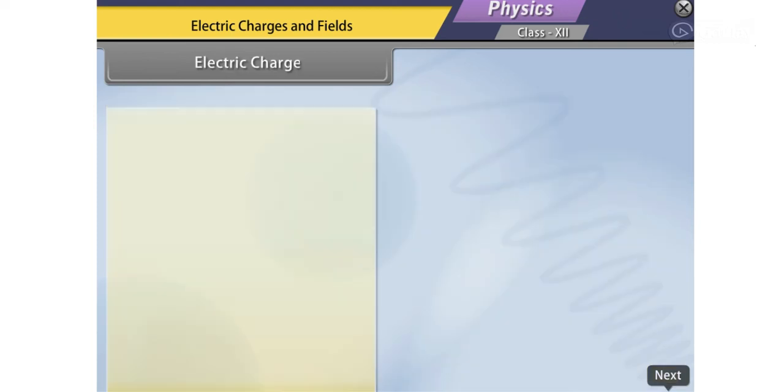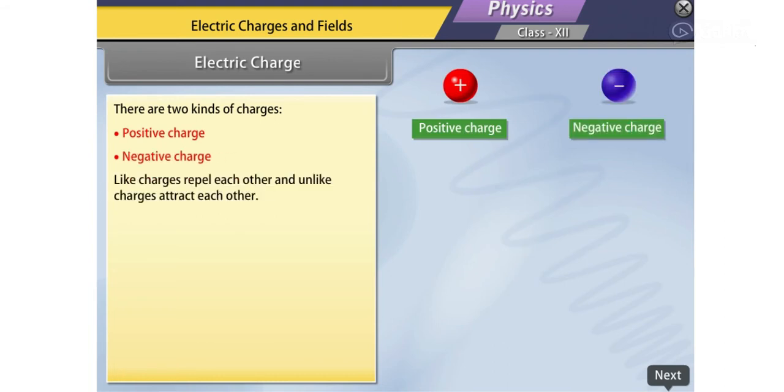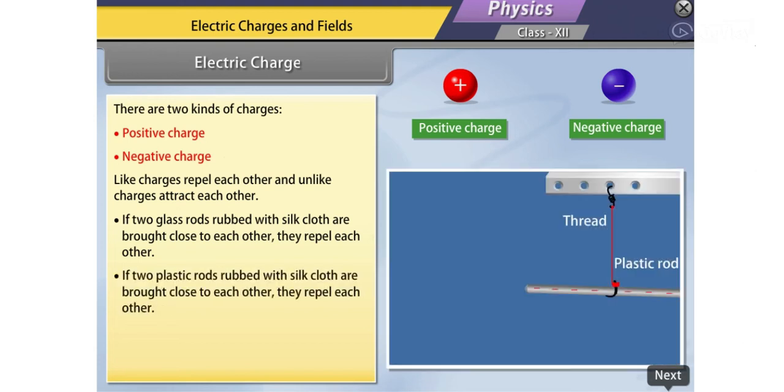Electric charge. There are two kinds of charges, positive charge and negative charge. Like charges repel each other, and unlike charges attract each other. If two glass rods rubbed with silk cloth are brought close to each other, they repel each other. If two plastic rods rubbed with silk cloth are brought close to each other, they repel each other.